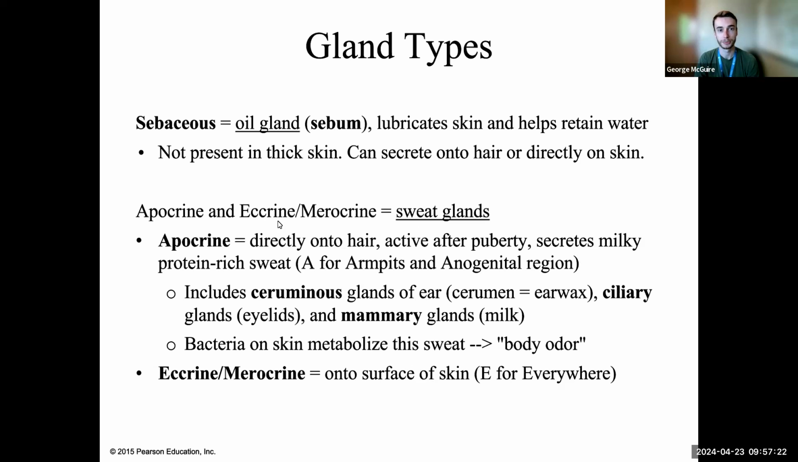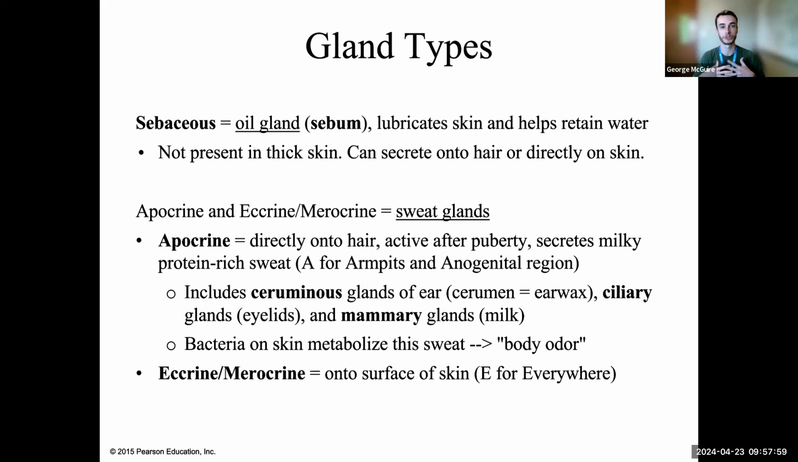But in some other specific areas of our body, we have specialized or modified sweat glands that we call apocrine glands. Apocrine glands typically secrete directly onto hair, and they produce a more milky, protein-rich version of sweat. And so that milky, protein-rich version of sweat is also going to be eaten by the bacteria on our skin. But the byproducts of that metabolism are more gaseous and have a smell to them. So that is what produces our own individual unique body odors.